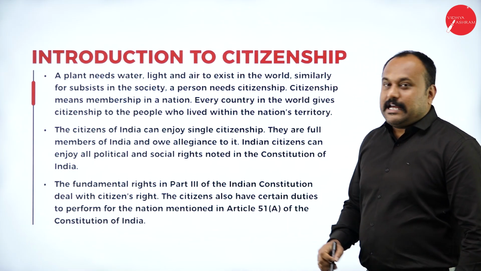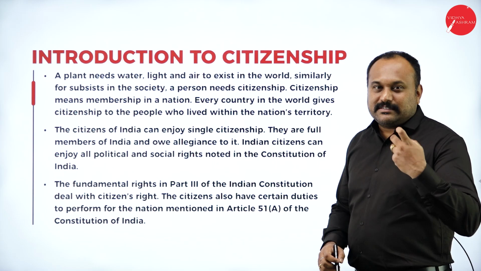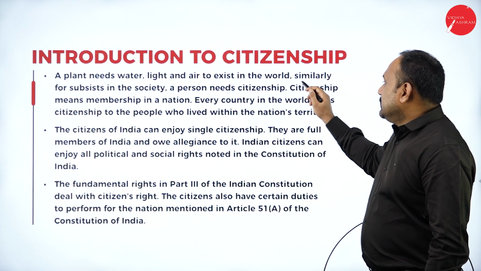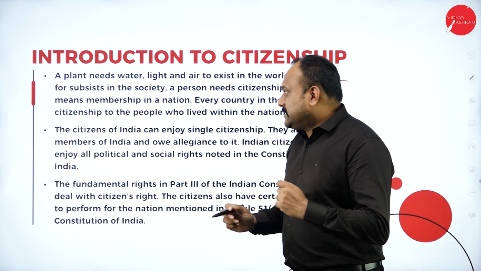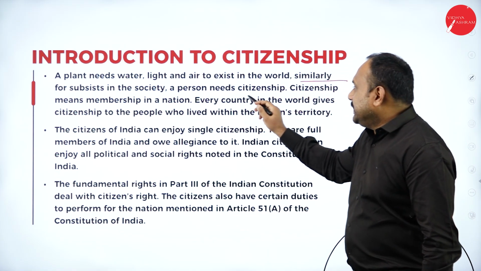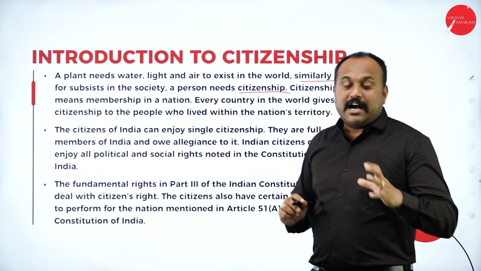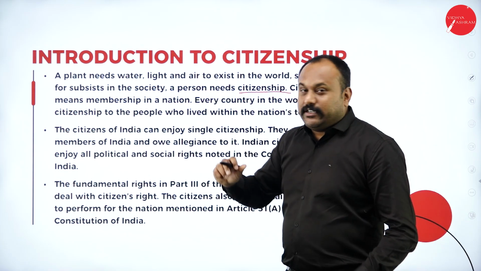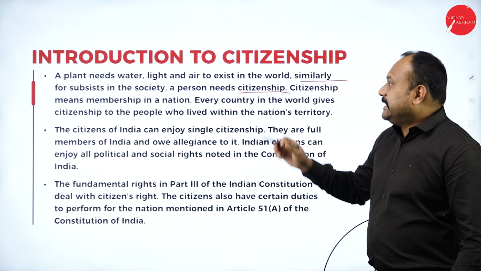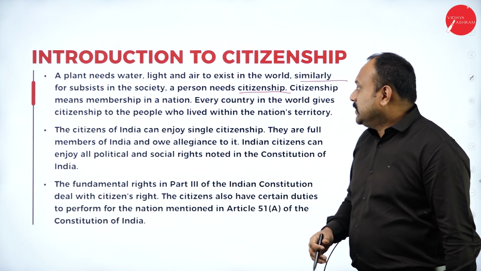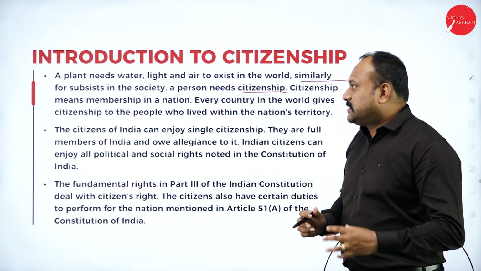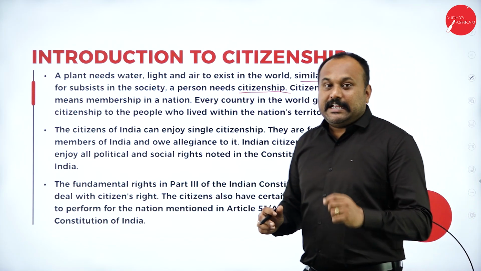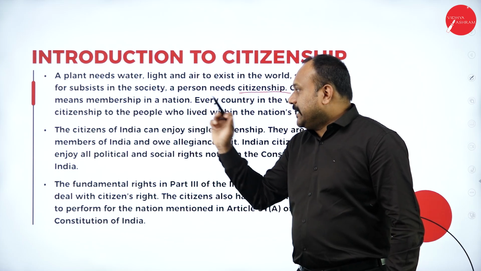So first one, a plant needs water. I'm giving you a simple example. Light and air to exist in the world, similarly to subsets in the society, a person needs citizenship. See how the comparison is. We are comparing citizenship with what? Water, which a plant needs, the light and air so that we can live in the world, and similarly to subsets in the society, a person needs what? Citizenship.